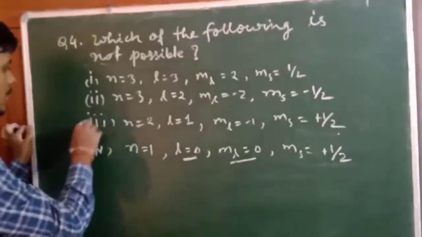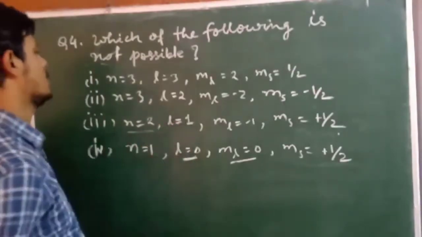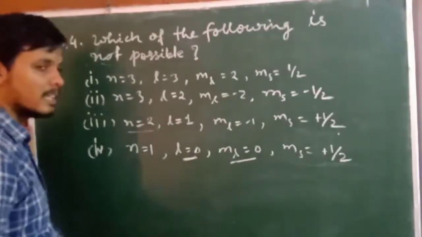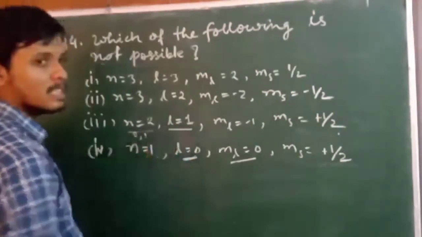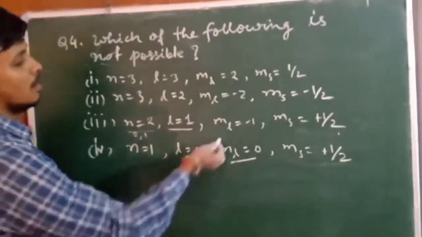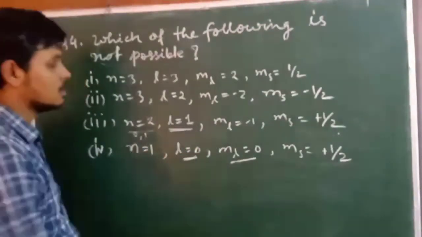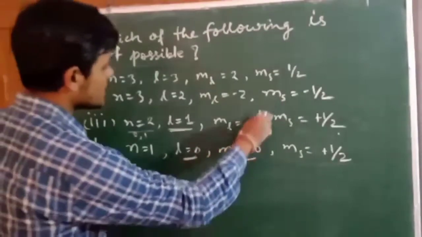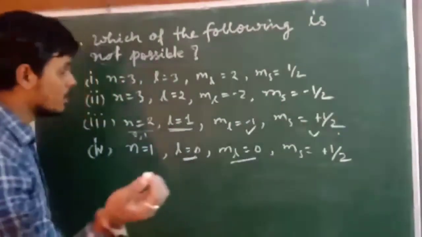So let us see option number 3. n equals 2. If n equals 2, then there can be two values of L, 0 and 1. So L equals 1 is possible. If L equals 1, then ml can have three values, minus 1, 0, plus 1. So minus 1 ml is possible. ms is plus half, it is also possible.